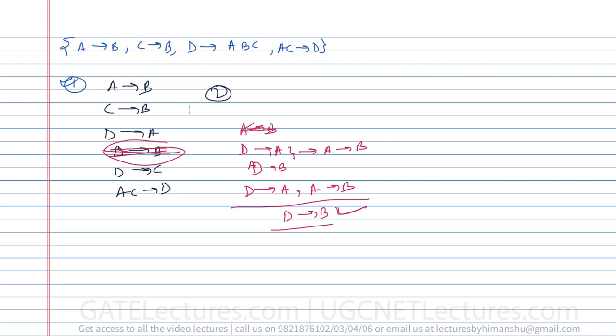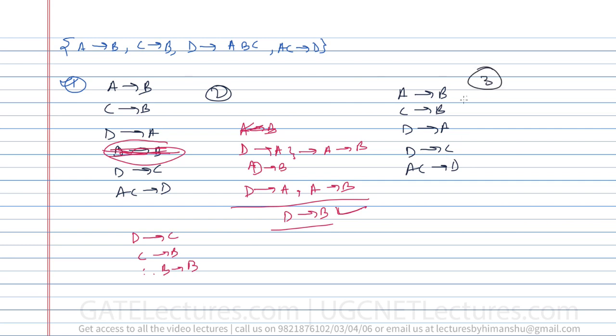Now is there anything else we can remove apart from D determines B? We know A determines B. You can also do it like this: D determines C, C determines B, therefore D determines B. This is also there, so we do not need this one. So this is step 2. We cannot remove anything else. After step 2 the functional dependencies are: A determines B, C determines B, D determines A, D determines C, and AC determines D.